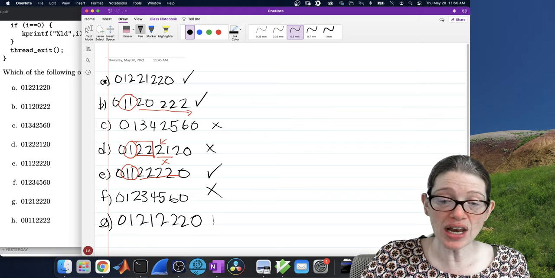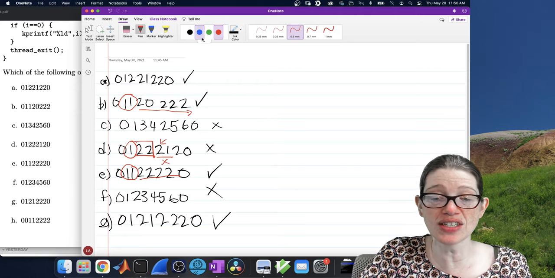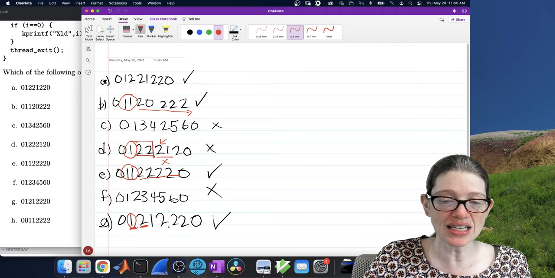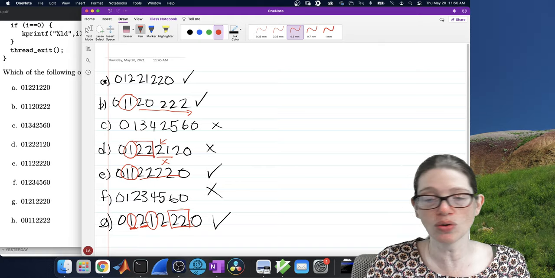0, 1, 2, 1, 2, 2, 2, 0. This one is possible. And again, you'll see here, we've got only 1, 1, and then 1, 2. That's fine because its other two is over here. And then we have another one, and then we have two twos after it. So that's totally fine as well.